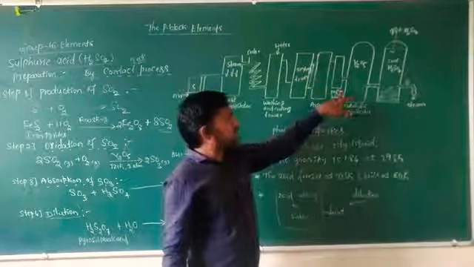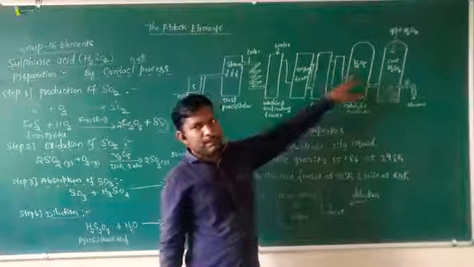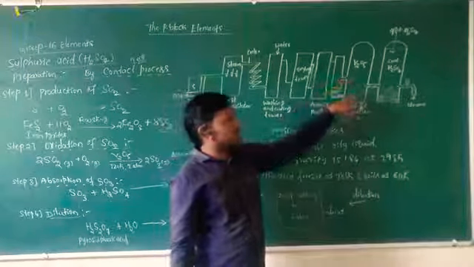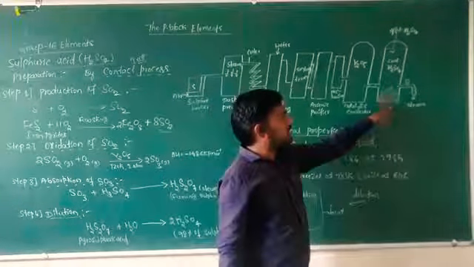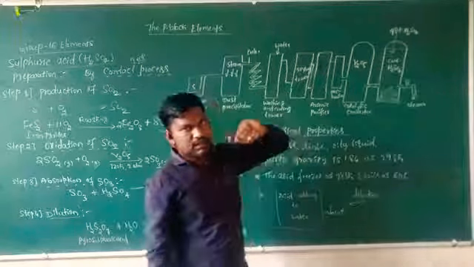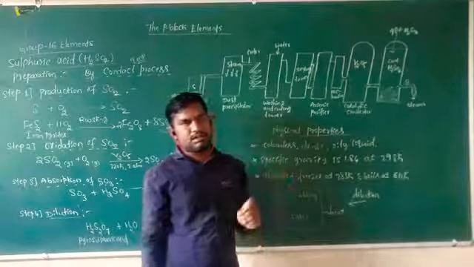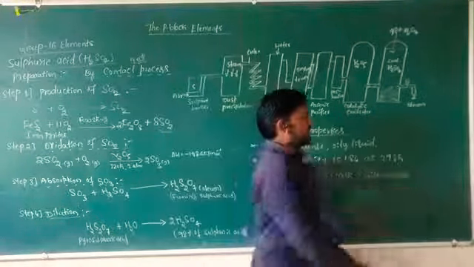Then it is passed to the preheater. After heating, it passes over the vanadium pentoxide catalyst. It increases the rate of reaction and is then transferred into another chamber. It contains 98% sulfuric acid, which means it is concentrated. Then it is collected separately.